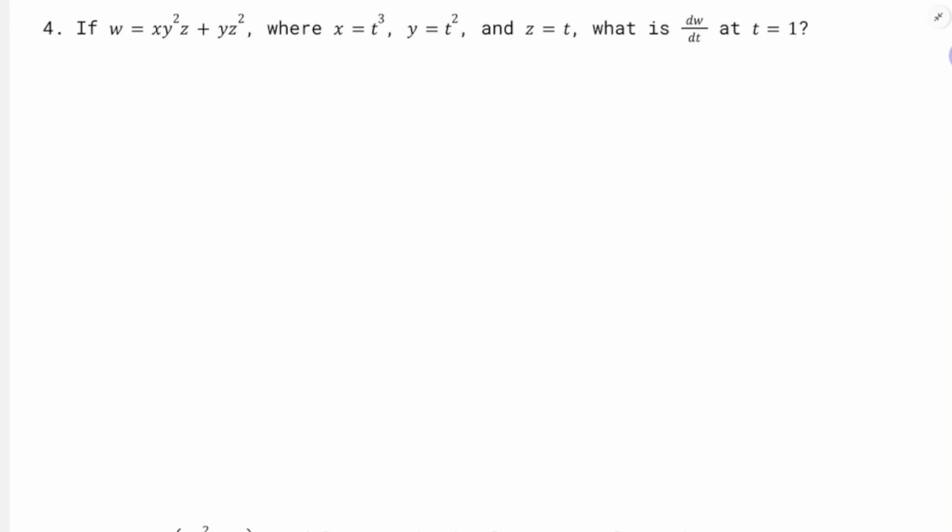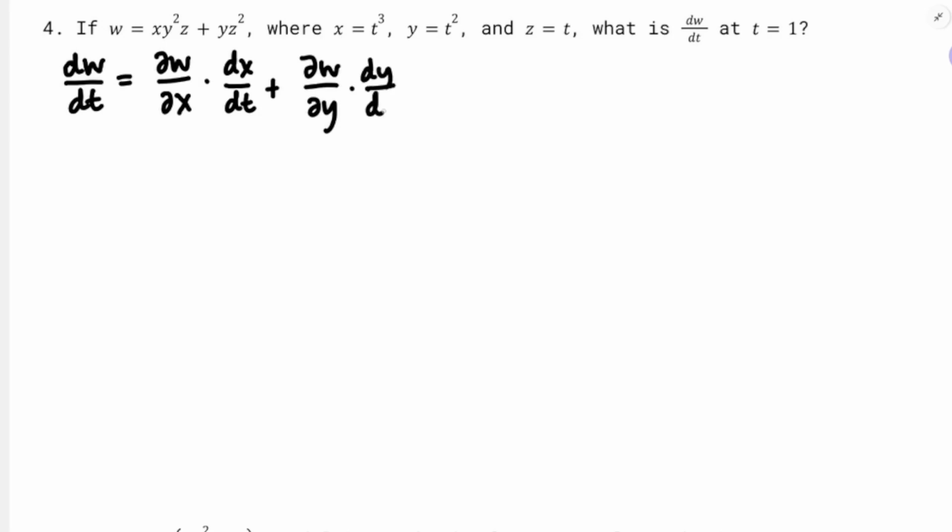We've got 3 input variables for w, and then each of those depends on one input variable t. This is like a parametrized curve situation, which is where this would come up in the future. So dw dt. I'm going to have contributions from x, y, and z. So partial derivative of w with respect to x times dx dt, plus partial derivative of w with respect to y times dy dt, and then partial derivative of w with respect to z multiplied by dz dt.